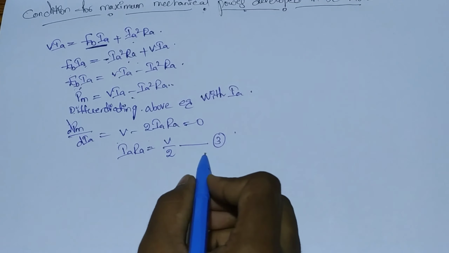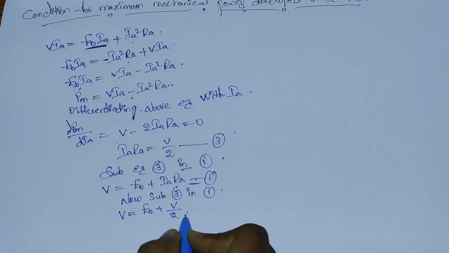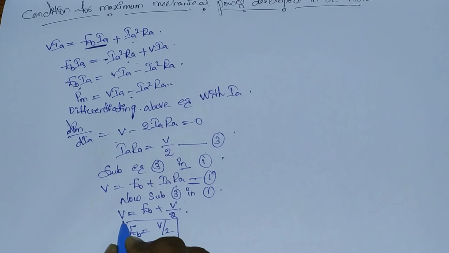So what is equation 1? V equal to EB plus IA RA. So this is equation 1. So now substituting equation 3 in the above equation 1, I am writing the same sentence here. Then what we get? V equal to EB plus V by 2. So from this, EB equal to what we get? V by 2. We can get EB equal to V by 2.